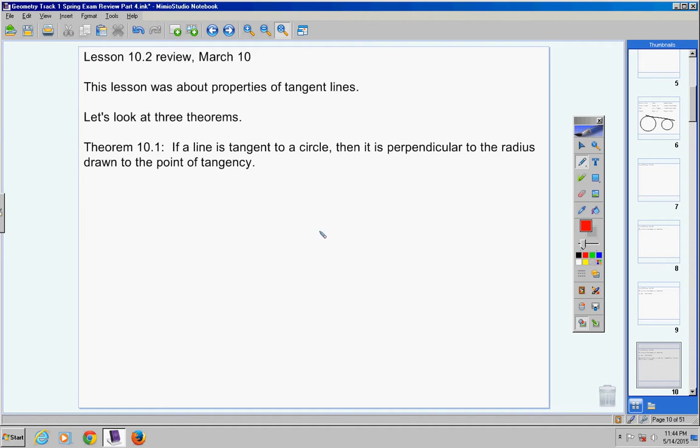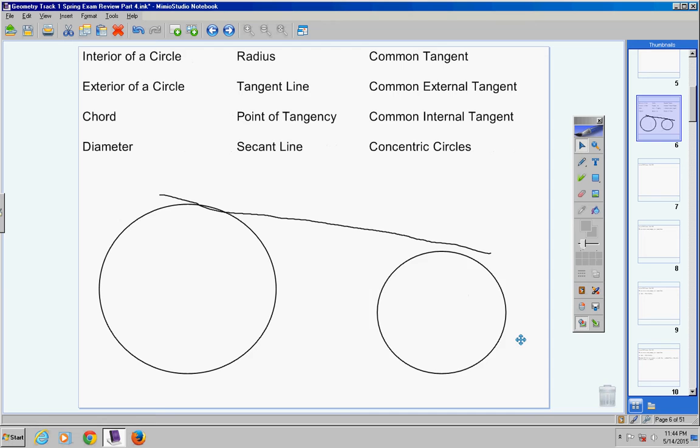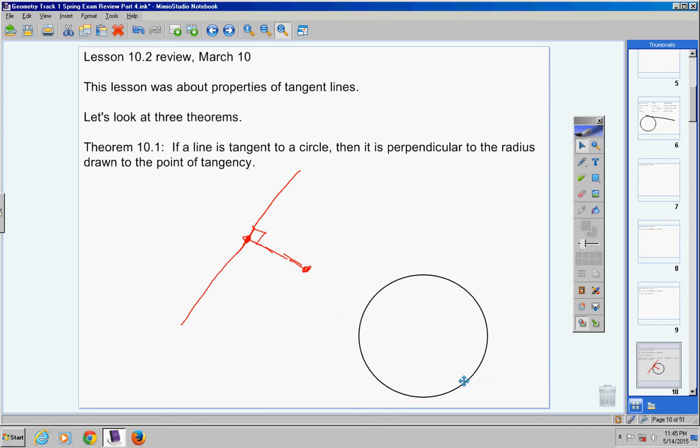Anytime a line is tangent to a circle, then it is perpendicular to the radius drawn to the point of tangency. I know why students struggle with this. If I have a line that is tangent to a circle, okay, like that line right there is, got it? And then I draw a radius to that point. Those two lines will form a right angle. You can move the circle out of there. Those two lines are perpendicular, period. It's that simple. Got it?